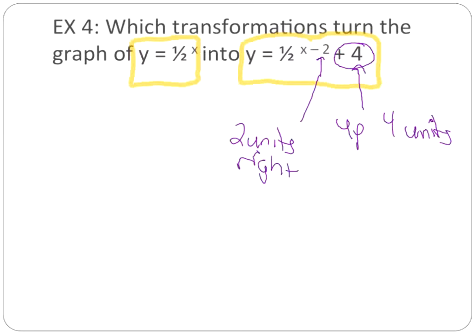So if we were to graph my original graph and my new graph, they would look identical, except the second one is shifted to the right 2 and up 4. It's kind of like we used to talk about vertex. You're taking that initial starting point and you're just shifting it a little bit. That's what's happening here. So the number at the very end is your up and down, your vertical. The number inside is left and right, but it's opposite of what you see. So if it's negative, that's going to the right. If it's a positive, that would be going to the left.